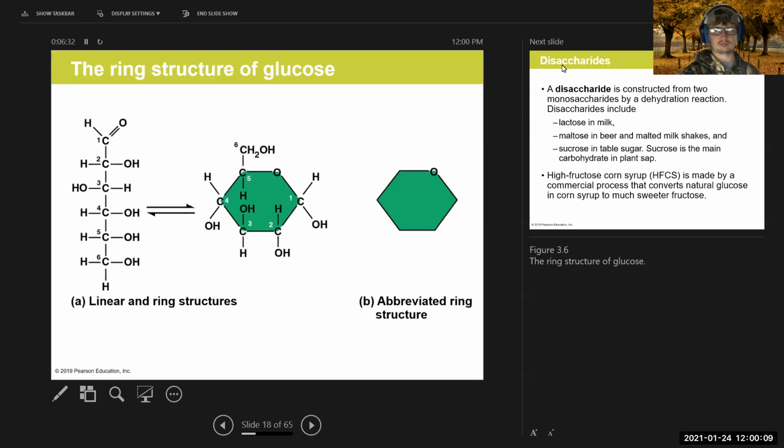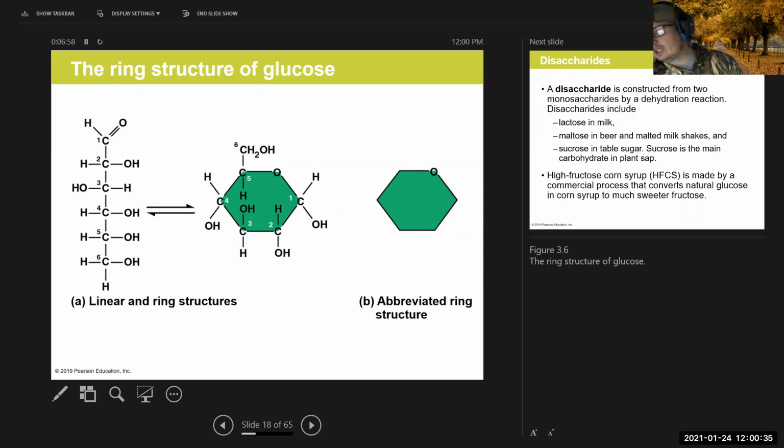All right, so here we have a linear structure of glucose. You can see carbons 1 through 6, and in water that linear structure will form the ring structure that we show in the middle. And then the right hand structure is what we call an abbreviated structure.